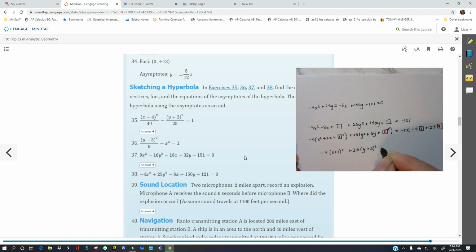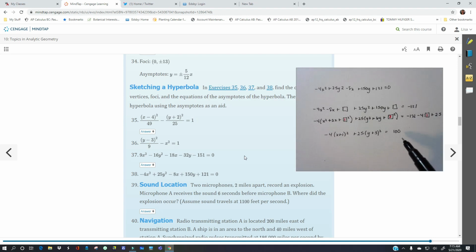squared is equal to, where's my calculator? So we got negative 121 and negative 4 is negative 125 plus 25 times 9. Ooh, that was not supposed to be squared. Is a positive 100. Nice. But we have to have a 1 on the right, right? So that means we're going to divide every term on both sides by 100 to make that happen.